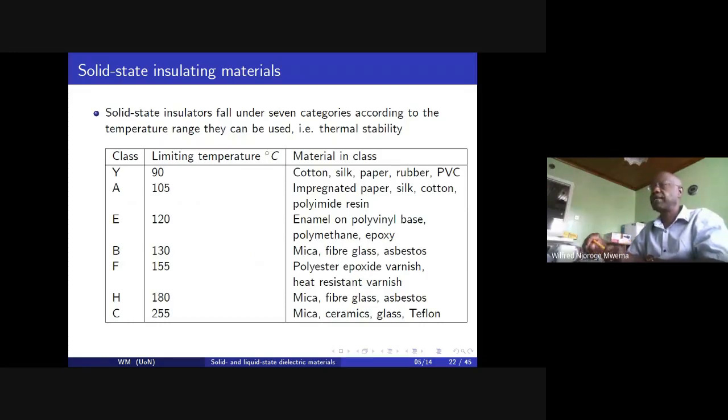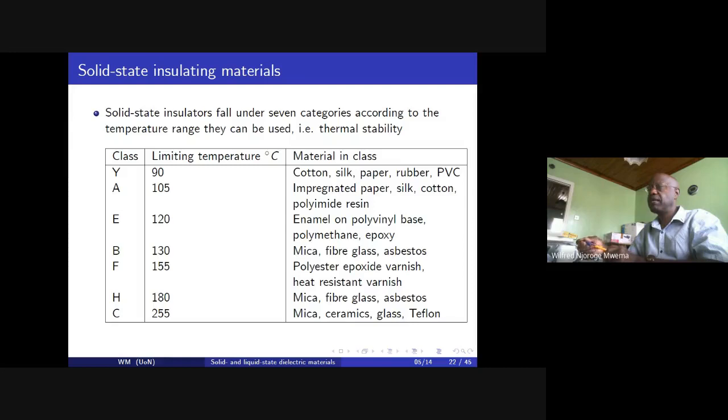One, we have the Y class with a limiting temperature of 90 degrees C, and most of these materials will include cotton, silk, copper, rubber, and PVC. PVC, of course, is very ubiquitous today in form of the electrical cables that we use in electrical wiring in buildings and so forth. Then the class A, which goes to 105 degrees C, and this would be impregnated paper, silicon, cotton, or polyamide resin. Then we have the E class at 120 degrees C with enamel on polyvinyl base, or polymethane, or epoxy.